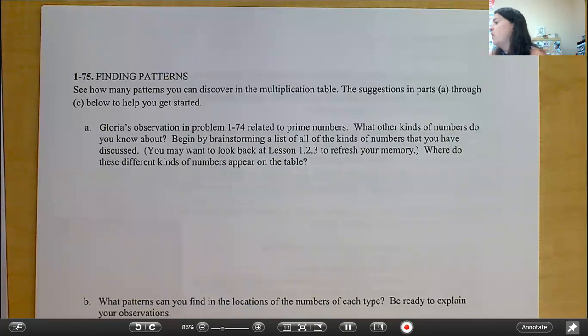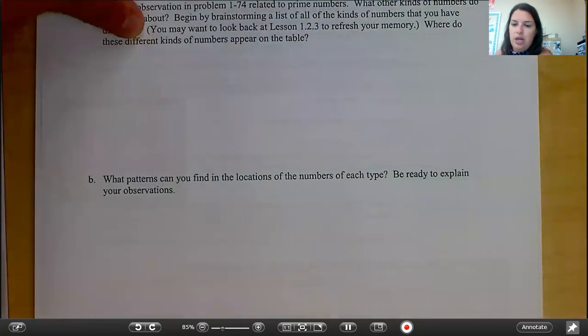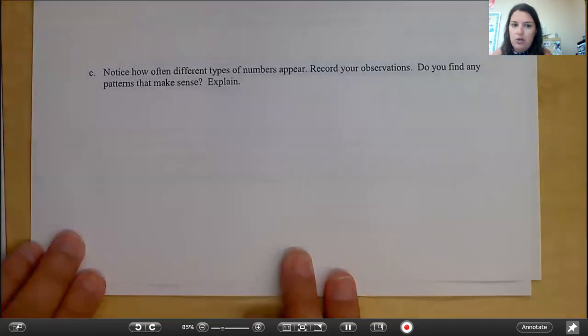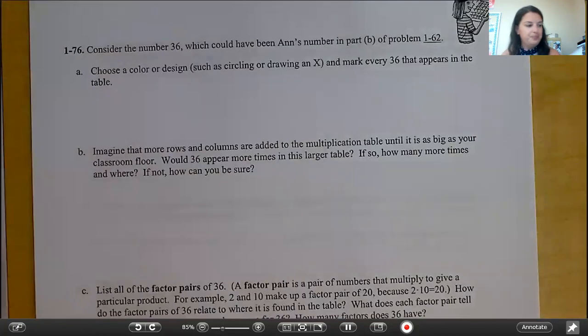So what types of numbers have we discussed? Part B says, what patterns can you find in the locations of the numbers of each type? Be ready to explain your observations. And part C says, notice how often different types of numbers appear. Record your observations. Do you find any patterns that make sense? So go ahead and work through problem 175.